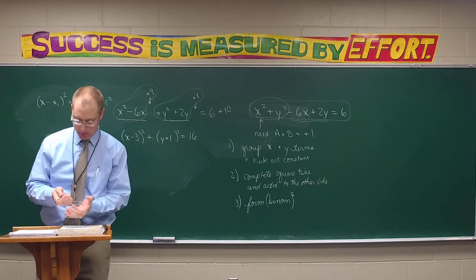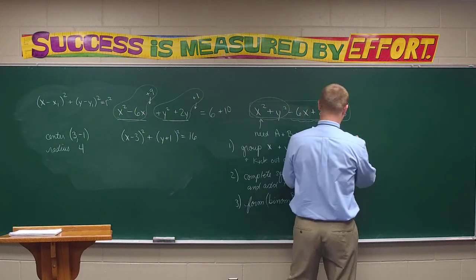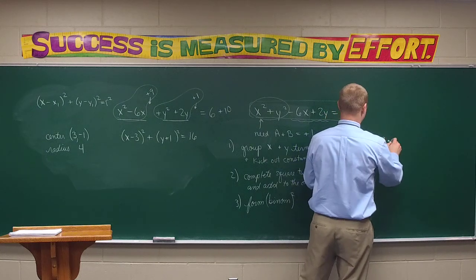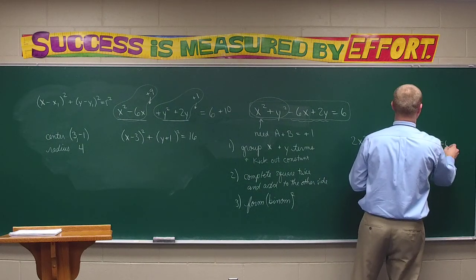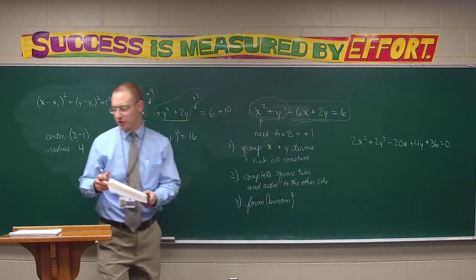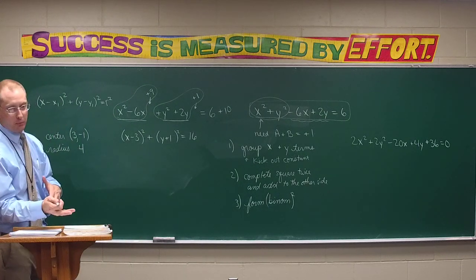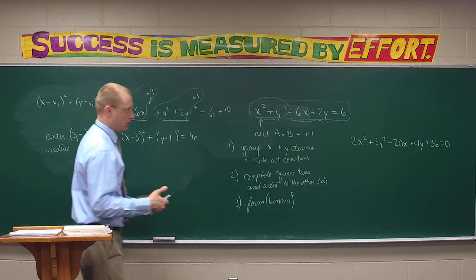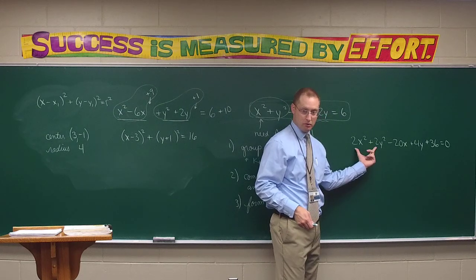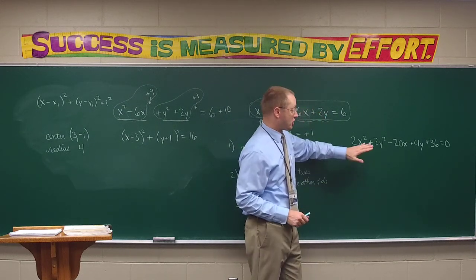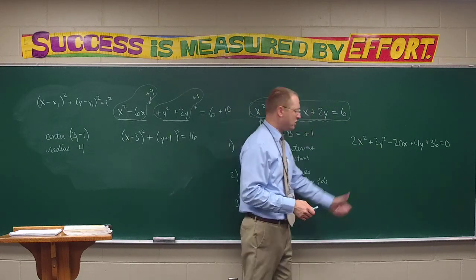Look at the example problem. It says find the center radius, then graph the circle, and they give us a circle 2x squared plus 2y squared minus 20x plus 4y plus 36 equals 0. Well, of course, if I want to know the center and radius, I got to get it out of the conic form, class, and into the circle form, right? But the problem is I said you've got to have what numbers here? Ones. Now, the fact I know it's a circle is because they're the same number, right? That tells me it's a circle, but I need ones right here. So to get ones, what would I have to do?